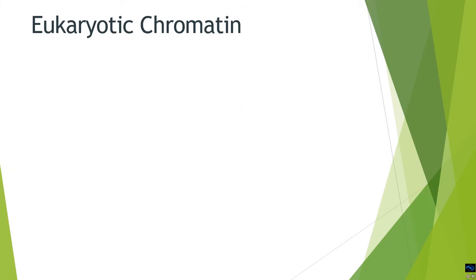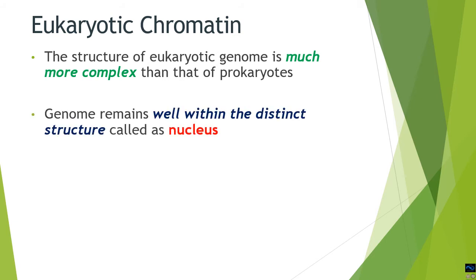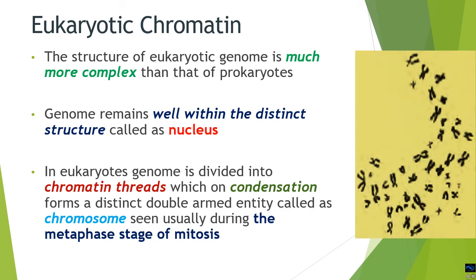How is eukaryotic chromatin compacted and packed in the eukaryotic cell? As we already know, eukaryotes are much more complex, they have compartmentalization and organelle structure, which is not present in prokaryotes. So in eukaryotes, chromatin is usually compacted and much more complex than in prokaryotes, and it lies within a distinct membrane structure that is called the nucleus. The nucleus has a nuclear membrane, and within this nuclear membrane there is a compaction of the DNA, the genetic structure of the cell.